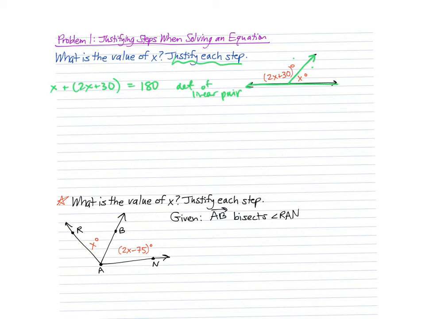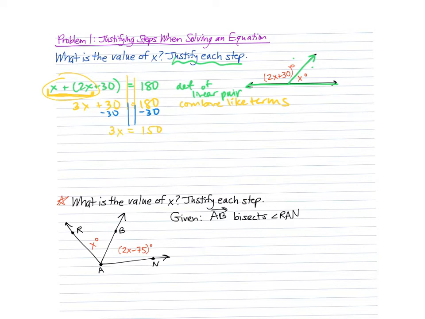So remember, we have to simplify this side. So these two combine and this becomes 3x plus 30. And that equals 180. We can justify this either by saying simplify, or I would just like to say combine like terms. And then our next step for this would be to subtract 30 from both sides. And then we would write, this is 3x equals 150.